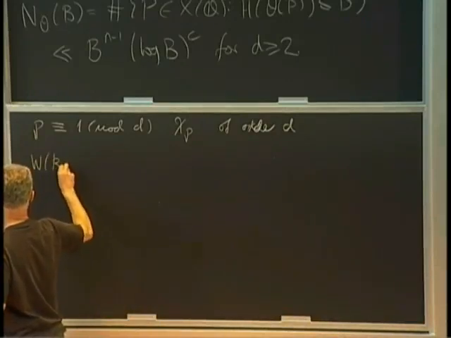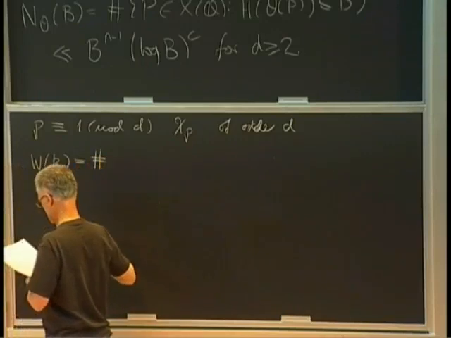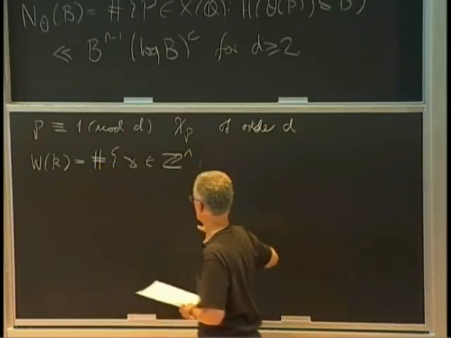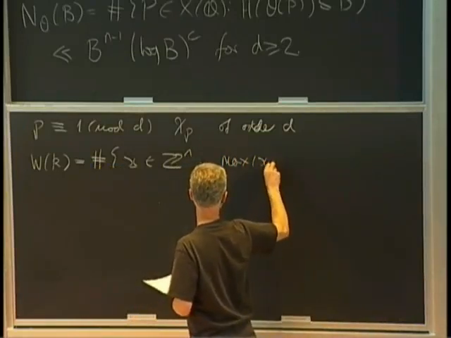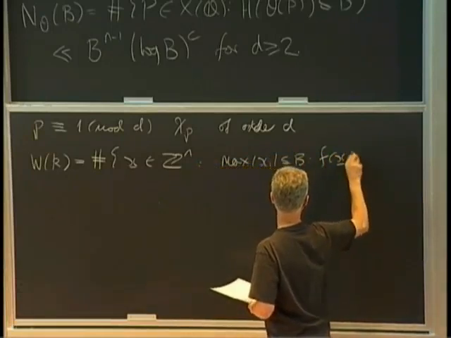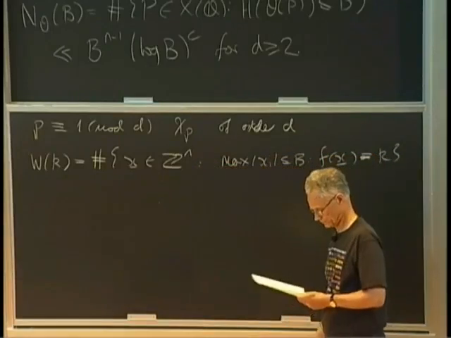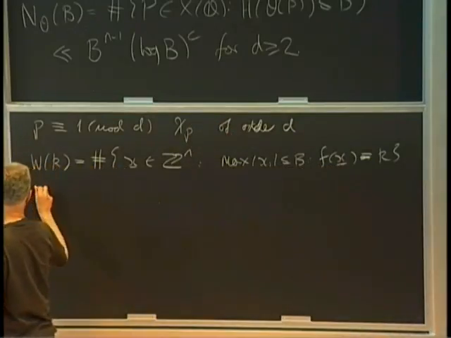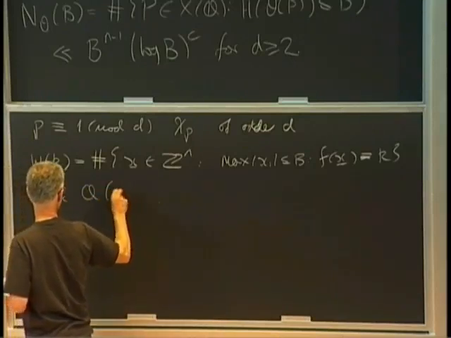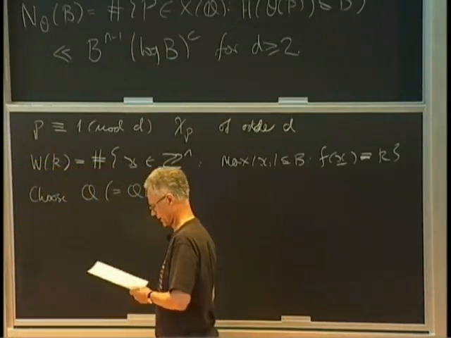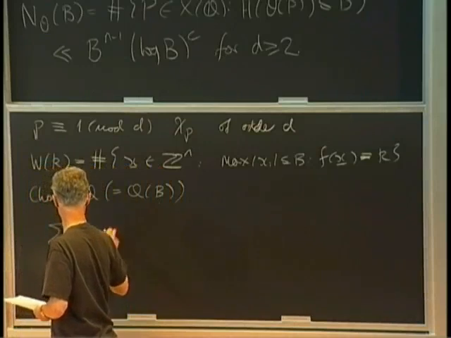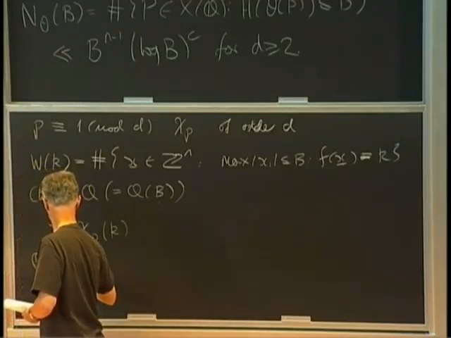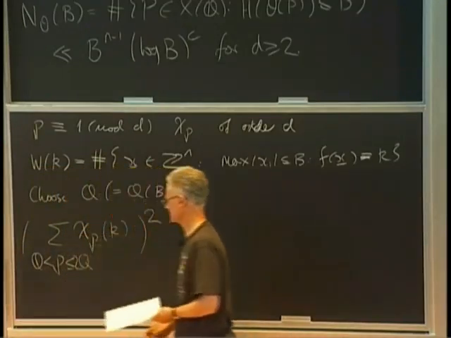I'll introduce the function wk, which counts how often the polynomial takes the value k. So this will be the number of integers x with size at most b, for which f of x is equal to k. And then the key fact that we're going to use with these characters to pick out perfect powers, we'll choose q, which will depend on b amongst other things, and we'll look at the sum of these characters where the prime ranges over the interval from q to 2q. And we'll sum and square this.